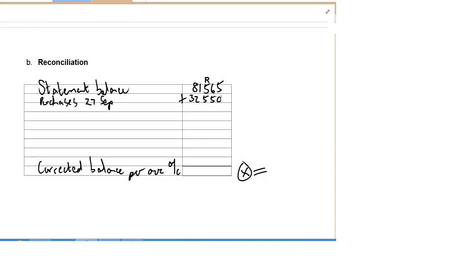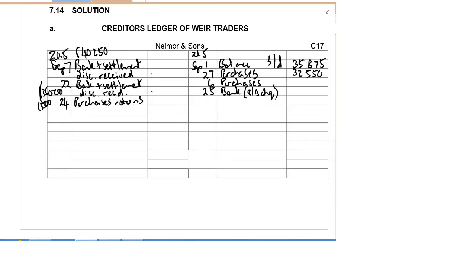So purchaser's returns in our general ledger account, sorry, not in the creditors ledger account rather, we know purchaser's returns belong on the debit side of the account. So on the 15th, there was an amount here for purchaser's returns that wasn't recorded. So we're going to put that amount in, and the amount for purchaser's returns is 2,500.